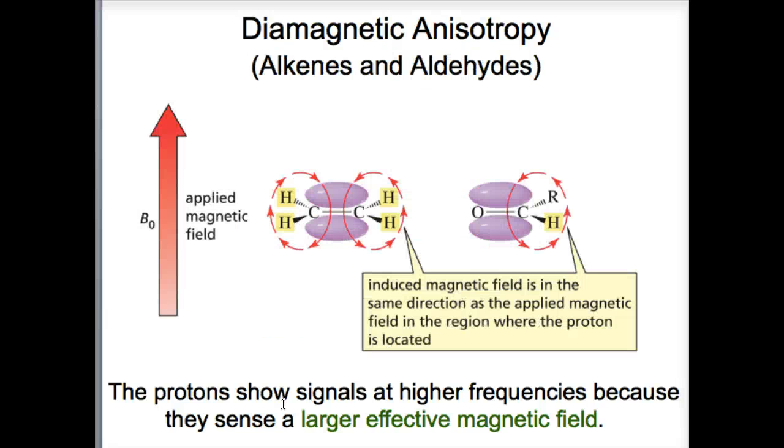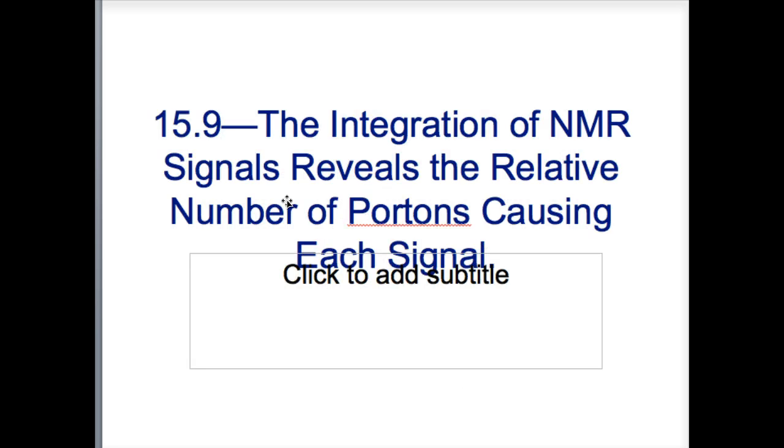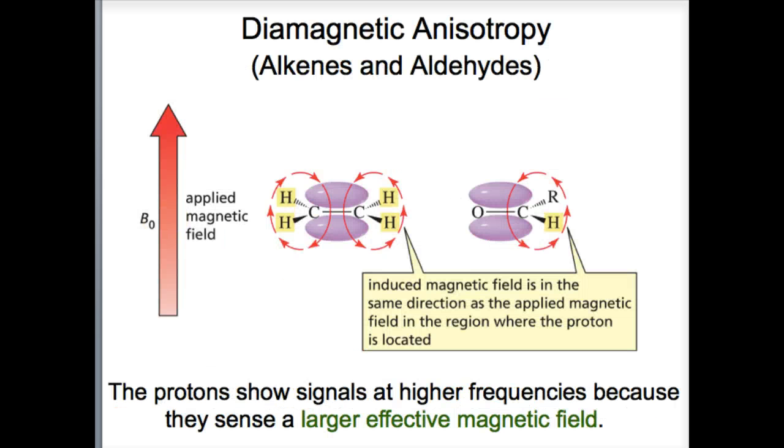And here's another example of this. The pi electrons of an alkene or an aldehyde also induce a magnetic field that is oriented in the same direction as the applied magnetic field. So these protons also show signals at higher frequency than expected. The induced magnetic field is in the same direction again as the applied magnetic field.